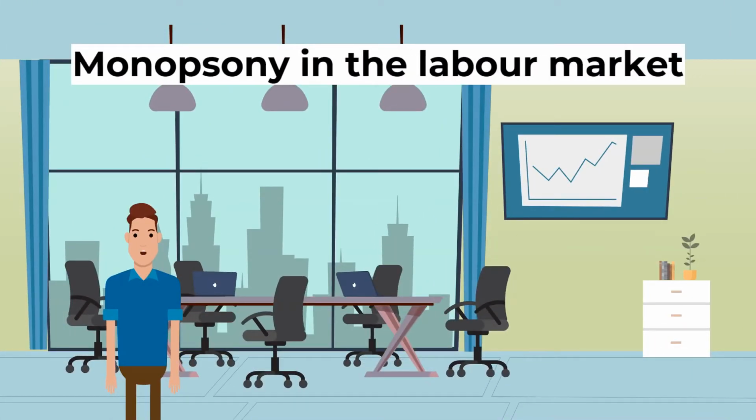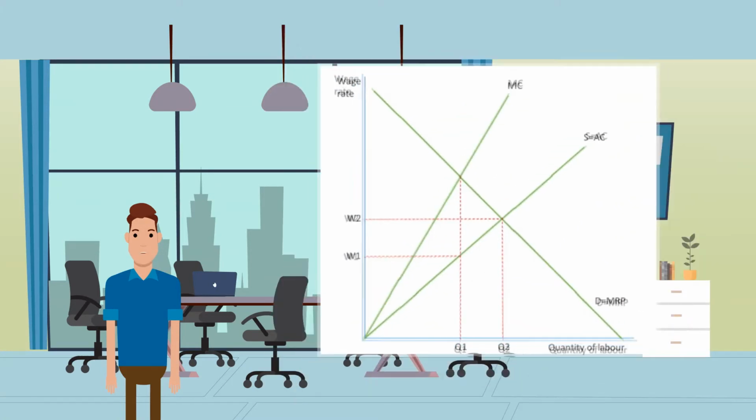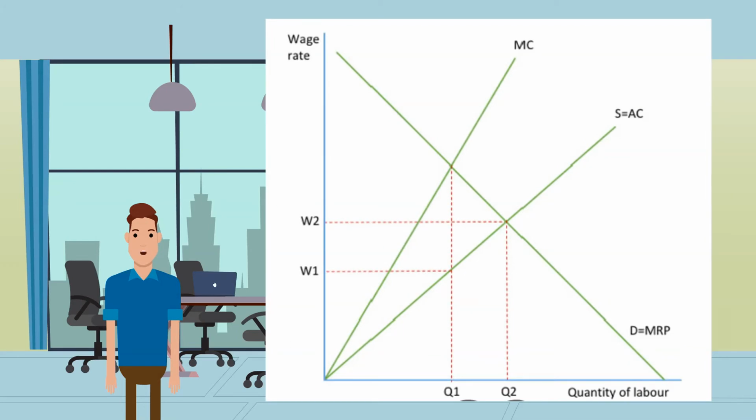Next, let's look at monopsony in the labor market. In a monopsony market, there is only one buyer of the labor. In this situation, businesses know that if they want to increase their labor force, they will have to increase the wage they offer, and, just like with monopsony product markets, an increase in the wage for one increases the wage for all. Therefore, the MC curve is above the supply curve of labor because it costs more to employ an additional worker than the average cost of labor.